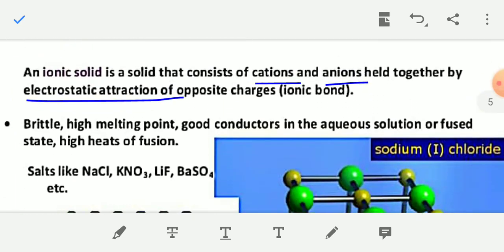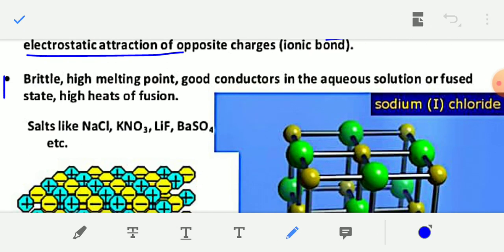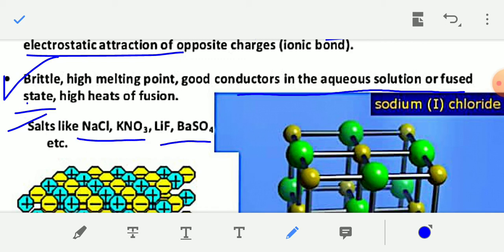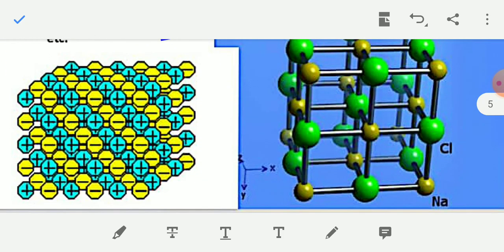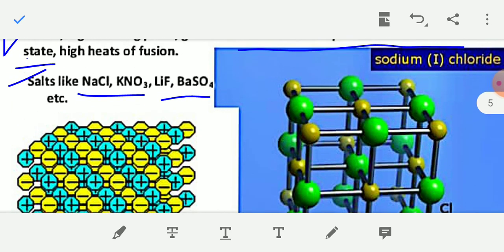Now let's see some important properties of ionic solids. They are brittle, have high melting points, and they are good conductors in aqueous solution. But in the solid state, they are bad conductors. So they are good conductors in aqueous solution or in the fused state. Examples of ionic solids: salts like NaCl, KNO3, LiF, BaSO4. All these are examples of ionic solids. And this picture is a crystal lattice of an ionic solid.